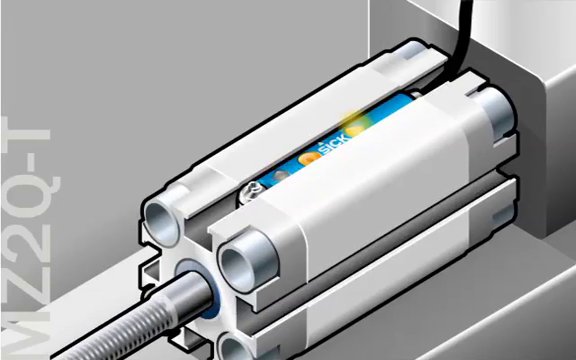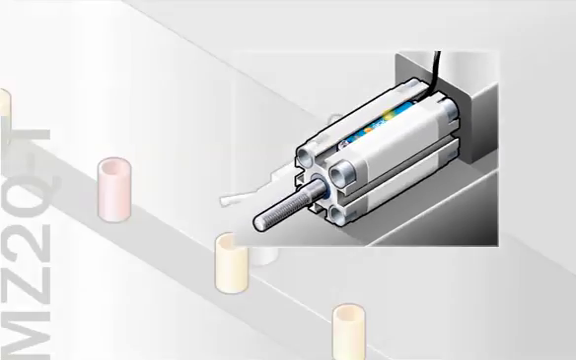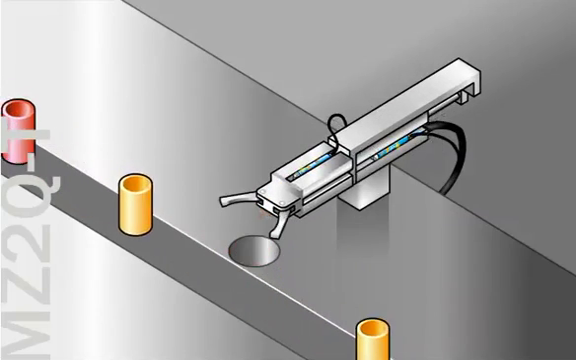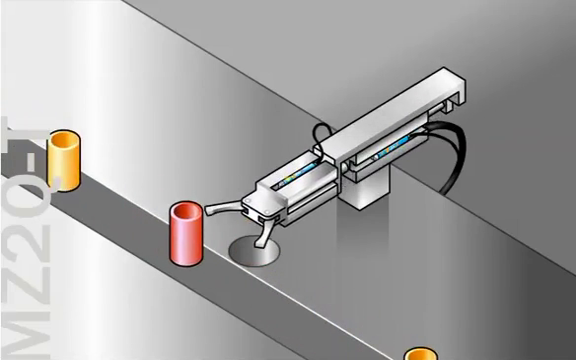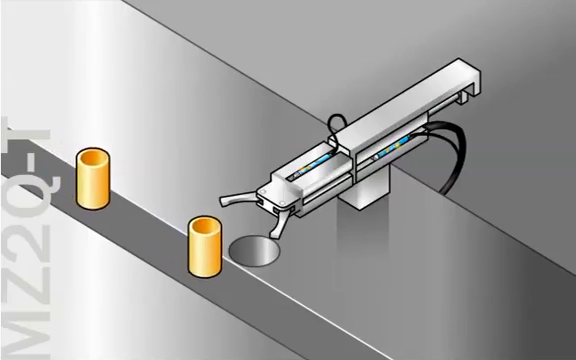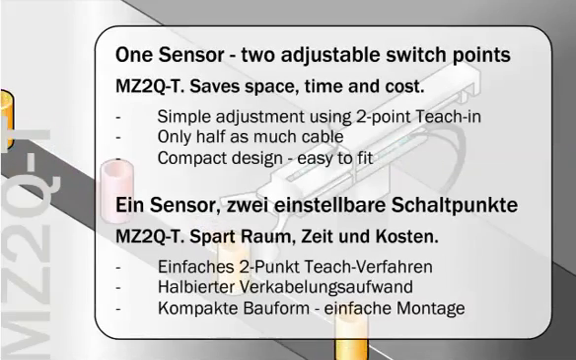In this example, two MZ2Q sensors are being used. One to determine the switch points of the gripper to know at what point to squeeze and release the object. The other sensor is determining the distance to travel to pick up the object and where to drop it.